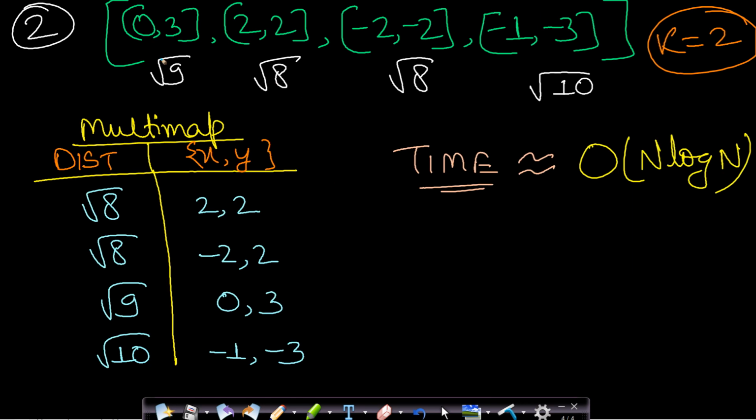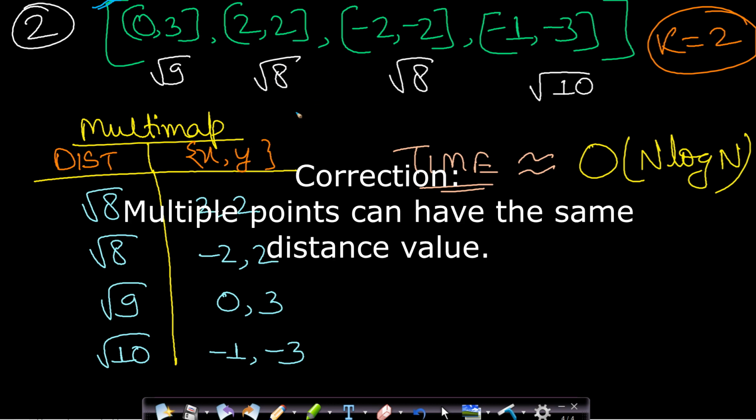So in this second method, we will be using a multi-map. In this case as well, I have taken 4 points and these are the distance values. Now what I will do is I will use a multi-map. It differs from map in the sense that a map cannot have values with the same key, but multi-map can have multiple values having the same key. Therefore, we will be using multi-map because multiple points can have the same distance values.